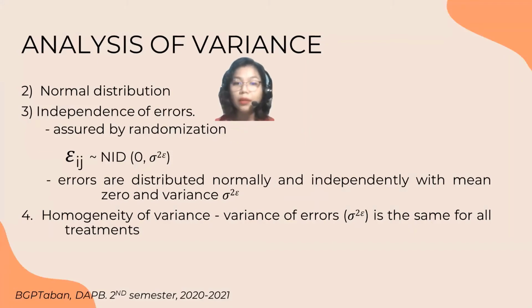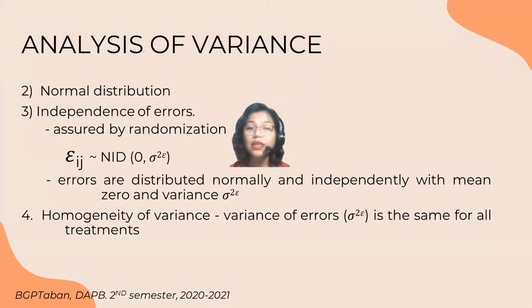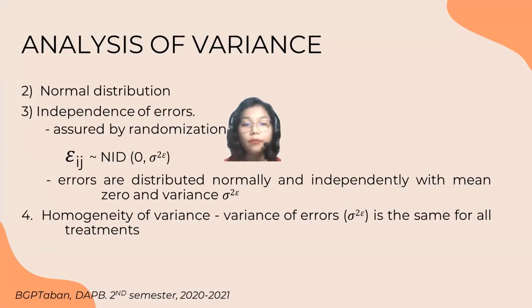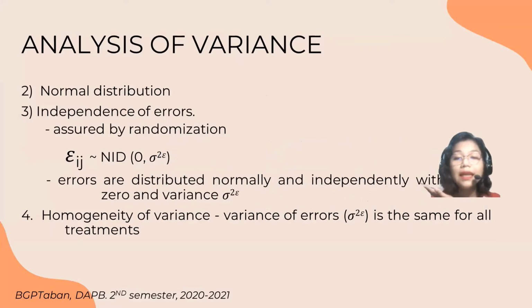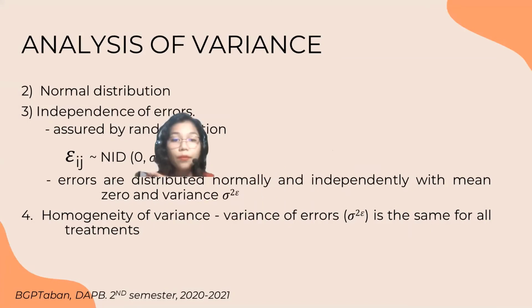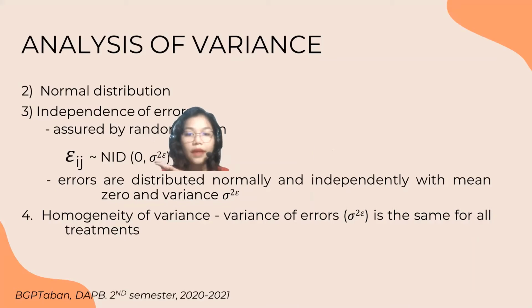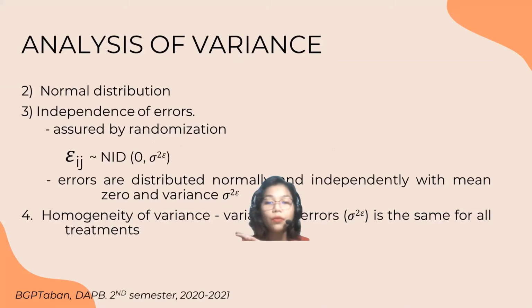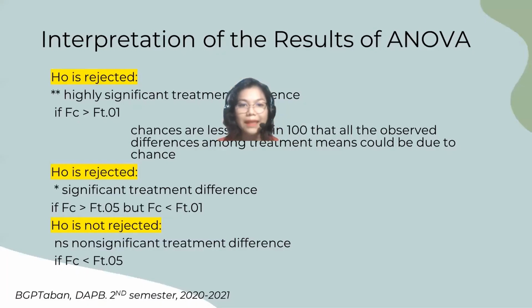Also, we expect normal distribution. We consider independence of errors. This is actually assured by randomization. Right? In all experimental designs, we do randomization. So with this equation, we must know that errors are distributed normally and independently with mean 0 and variance. This is actually the variance. And homogeneity of the variance. So variance of errors is considered the same for all the treatments.